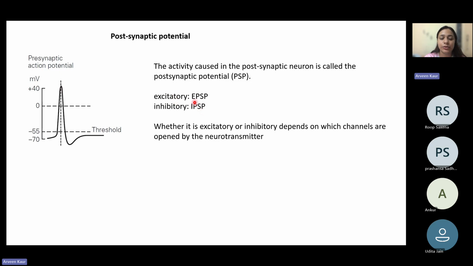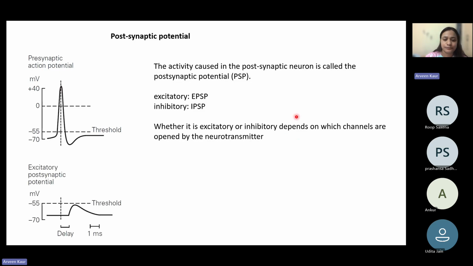Now, what happens? It could be excitatory or it could be inhibitory. If it is excitatory, it is the excitatory postsynaptic potential, EPSP. If it is inhibitory, it is the inhibitory postsynaptic potential, or IPSP. Whether it is excitatory or inhibitory, how will we know that? It will depend on which channels are opened by the neurotransmitter. For instance, if it is opening more sodium channels, it will probably be excitatory. If it is opening more potassium channels, it will probably be more inhibitory, or chloride channels, for instance.